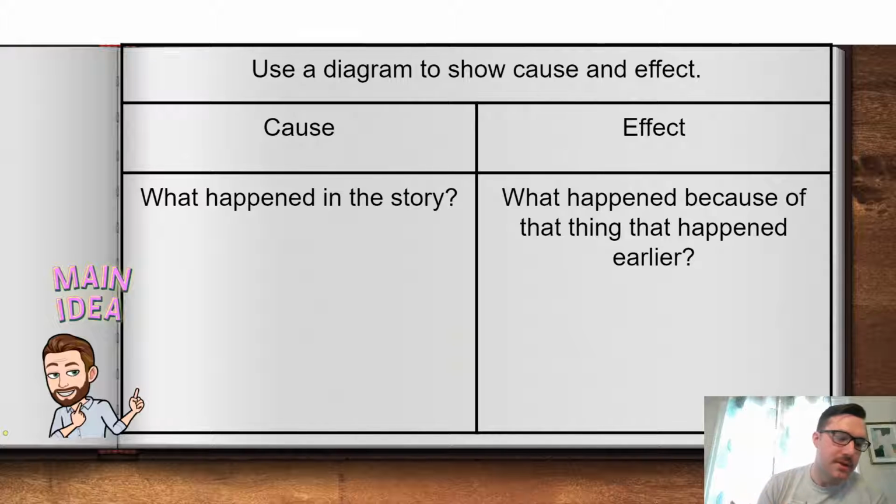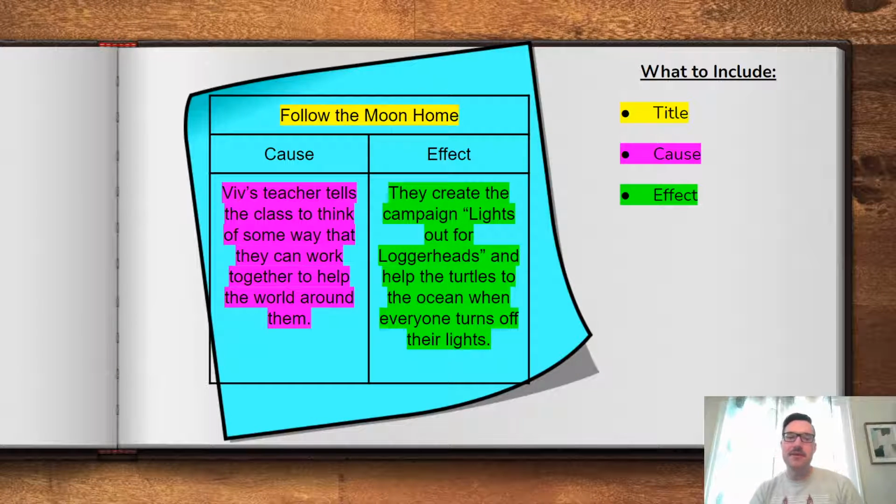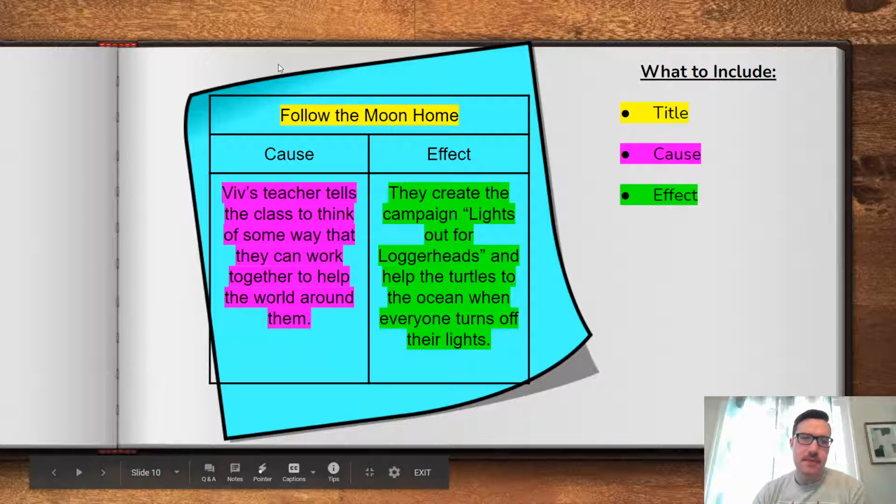We want to make sure that we are using these diagrams to help us. So today during Read to Self, and you're going to post it during reading reflection today, think about a cause and effect in your independent reading book. So what happens and then what happens because of that? Create a 2-column chart, write down the thing that happens and what happens because of it. So let me show you an example. Follow the Moon Home. I made sure to include my title. Now yours doesn't have to be on a sticky note because you may not have some. Whatever you have to write on is fine.